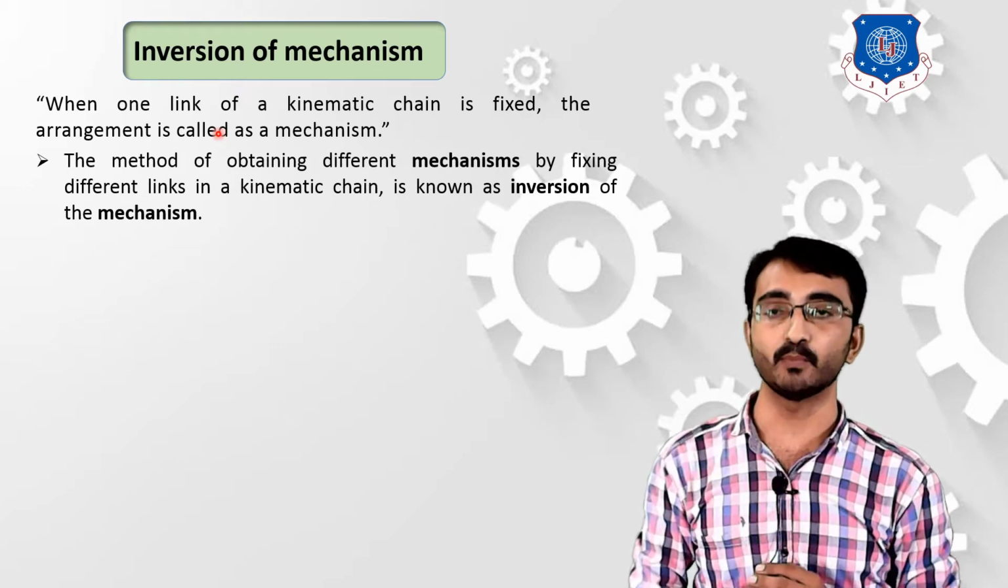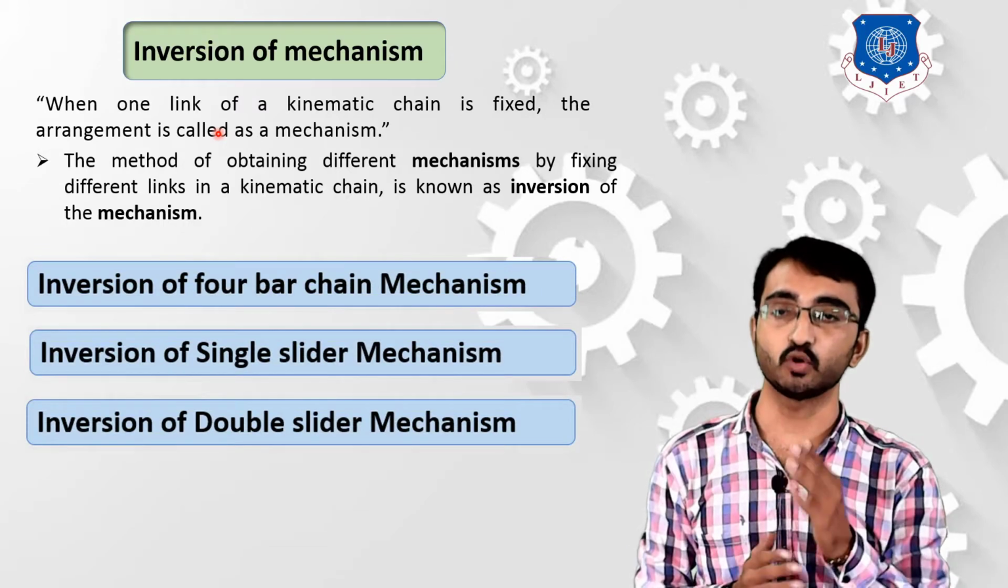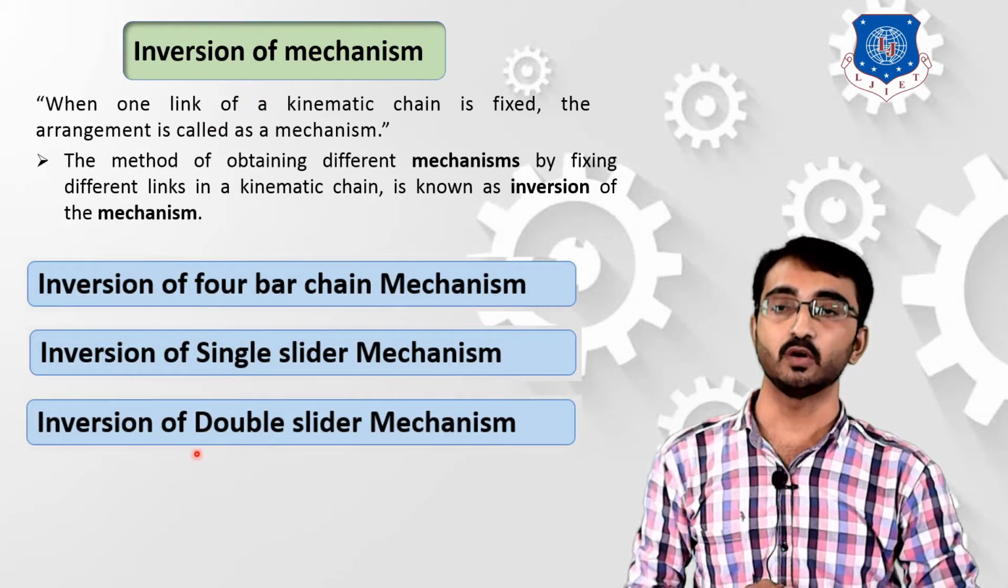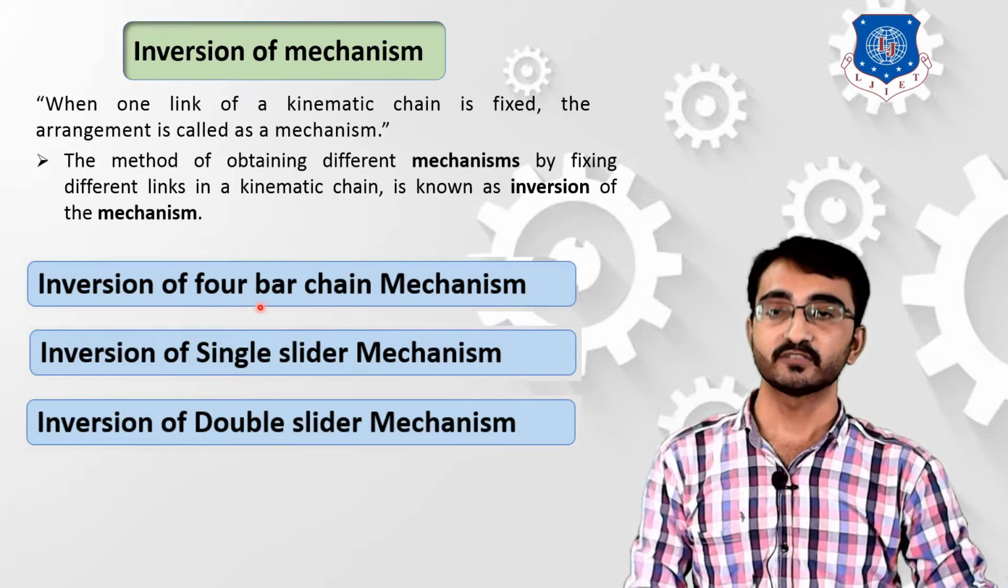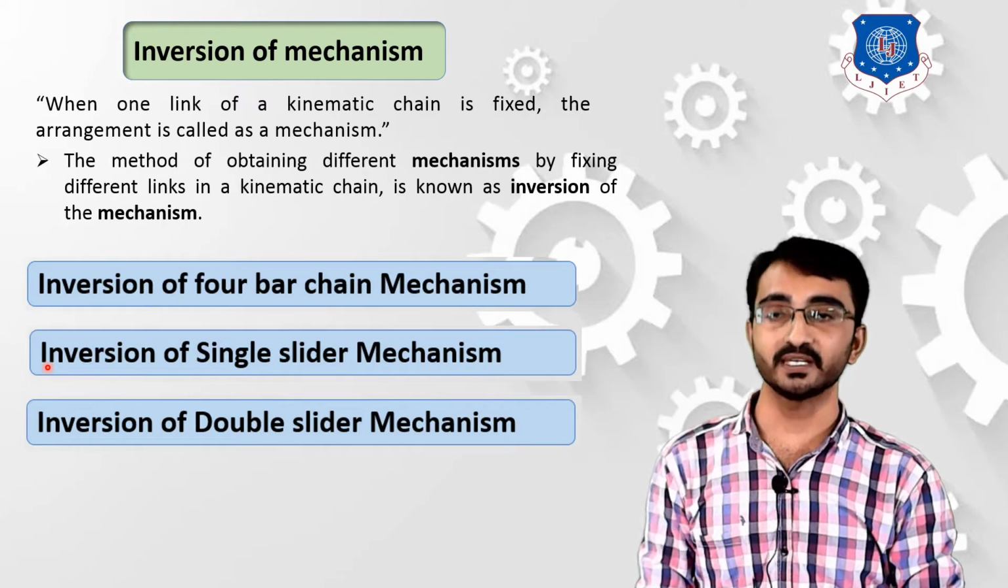So this process of obtaining different mechanisms by fixing different links of a kinematic chain is known as inversion of mechanism. In our syllabus we have to study inversion of 4-bar chain mechanism, single slider mechanism and double slider mechanism. But we will focus on single slider mechanism. So let's start with inversion of single slider mechanism.